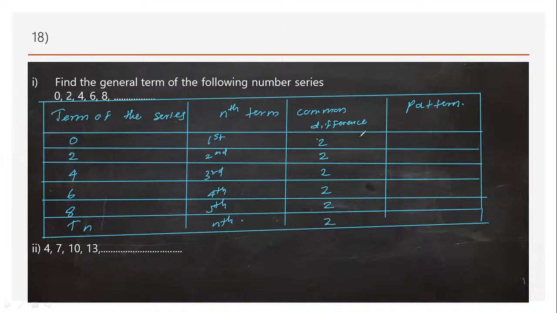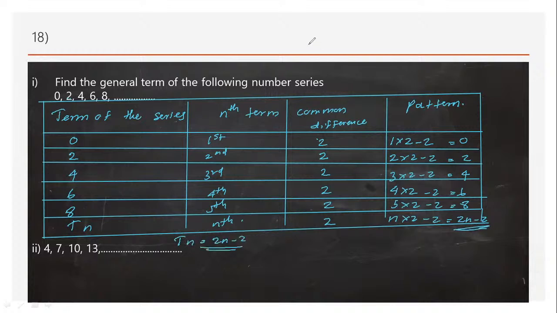Then pattern, first one into common difference, that is first one into 2 minus 2, then only we are getting 0. Second one into 2 minus 2, that is 2. Third one into 2 minus 2, that is 4. Fourth one into 2 minus 2, that is 6. Fifth one into 2 minus 2, that is 8. Nth into 2 minus 2, that is 2n minus 2. Then our general term Tn equals 2n minus 2.